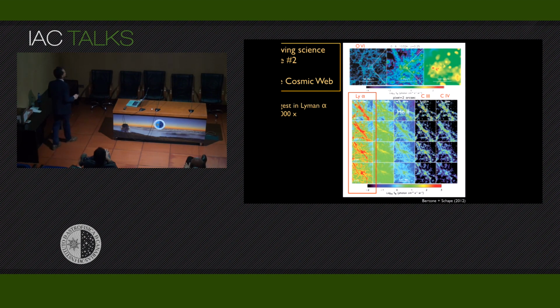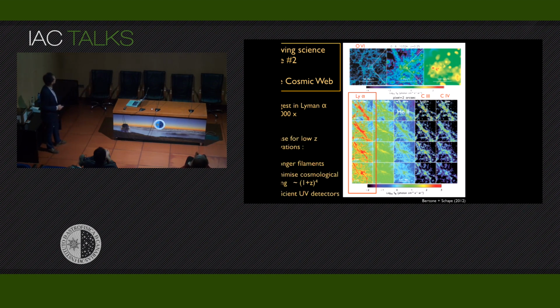Now, this has been attempted in Oxygen 6 in emission, but this is a collisionally ionized line, therefore the emissivity will go like the square of the density, and you will see just the very dense clumps on scales of something like 0.5 megaparsec or so. But if we believe simulations, they tell us that Lyman-alpha will be stronger by 3 orders of magnitude with respect to anything else that you can see in metal lines. Makes sense, right?